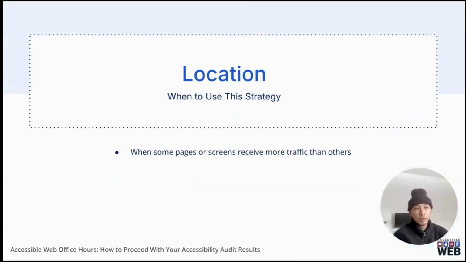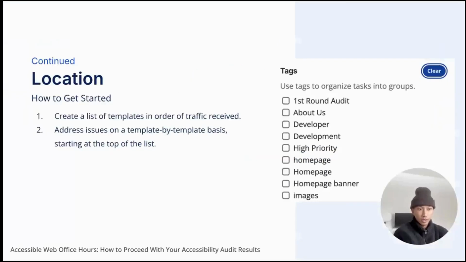Lastly, it's likely that there are some pages or screens within your product that users visit more often than others. So to ensure that pages that users interact with the most are made accessible first, remediation tasks can be addressed on a template by template basis. So we can start by creating a list of templates in order of traffic received and address issues on a template by template basis, starting at the top of the list.